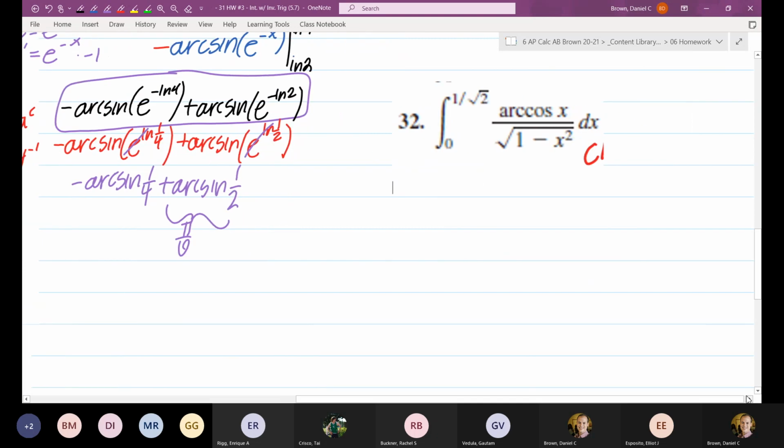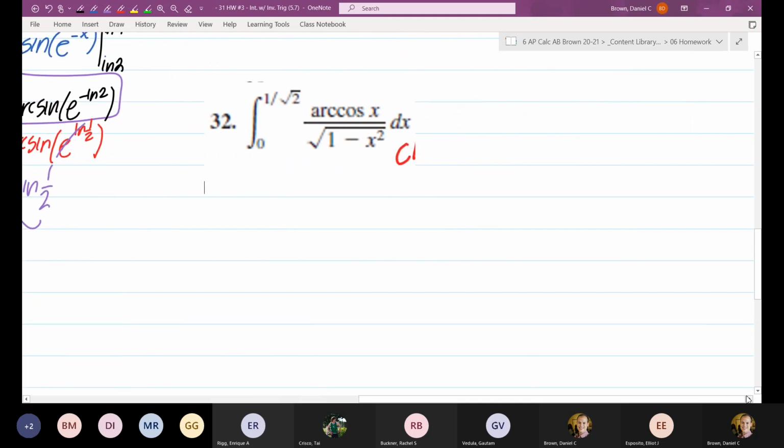So this is 32. This one is kind of like a regular u-sub problem in disguise. It looks like you should be integrating with arcsine just when you're looking at that denominator. But if this was an arcsine problem, that numerator should just be like a 1 or a 4, some number without a variable in it. So that arc cosine is kind of messing things up.